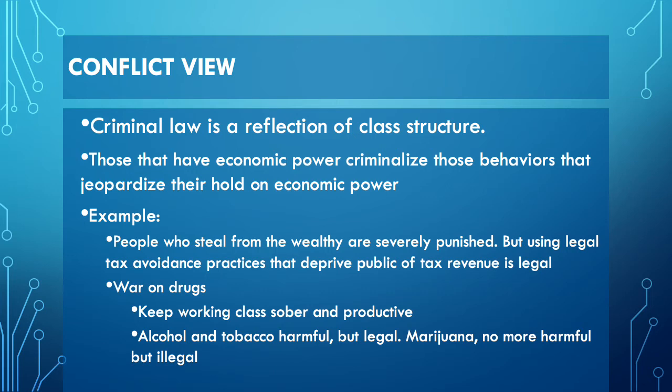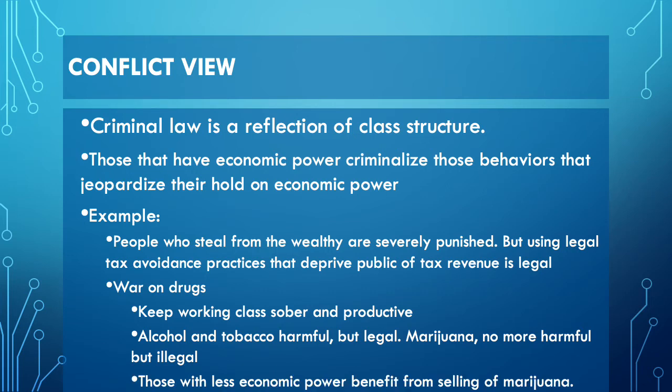And so why is that? Well, the thinking is that those with less economic power benefit from selling marijuana. And so the wealthy don't want people that don't have wealth to get wealthy. And so they might crack down on the selling of marijuana in order to keep certain components of the society from gaining wealth. So those are just two examples that help illustrate the conflict view perspective.